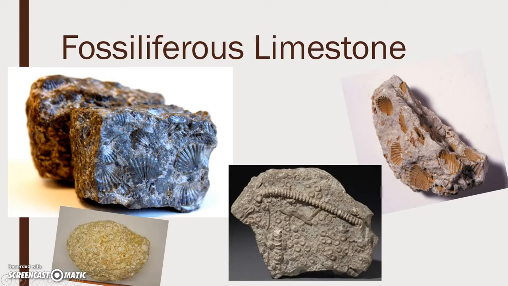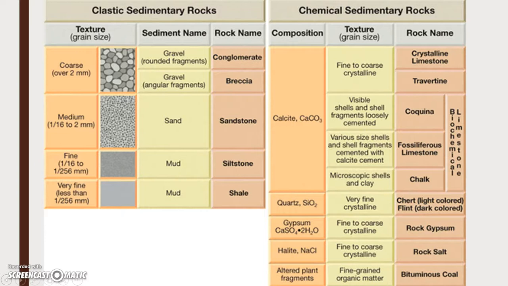A limestone can also be fossiliferous. So you can see here we have several examples of fossils that have been discovered through limestone rock. And then again we have this chart, and this is in your earth science book, that shows you how we classify these. So if you look at the left-hand side, we have our clastic sedimentary rocks.